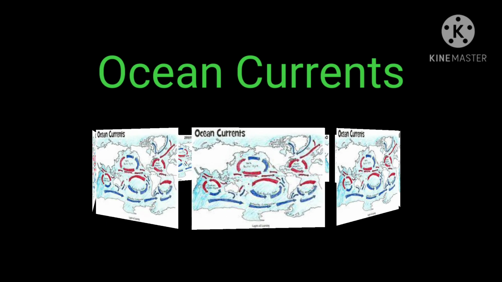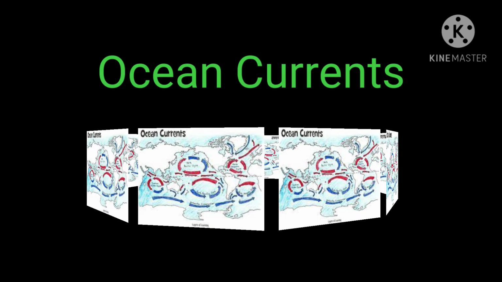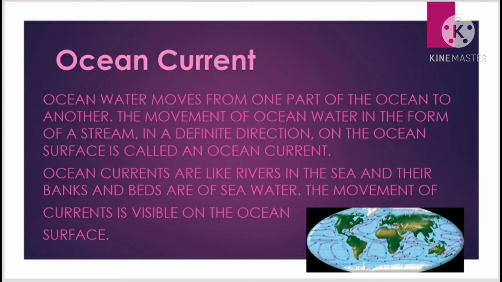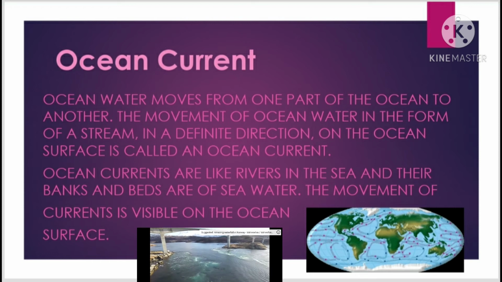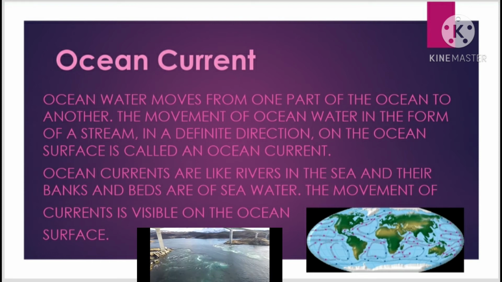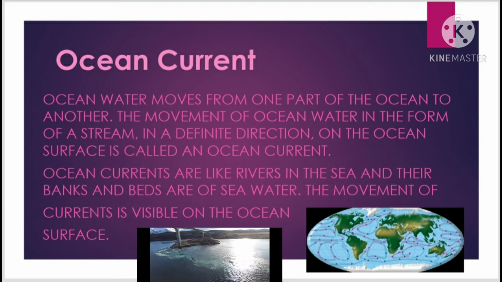Ocean currents. Children, ocean water moves from one part of the ocean to another. Now, this movement of ocean water in the form of a stream and that also in a definite direction on the ocean surface is called an ocean current. So, ocean currents are like rivers in the sea and their banks and beds are of seawater.